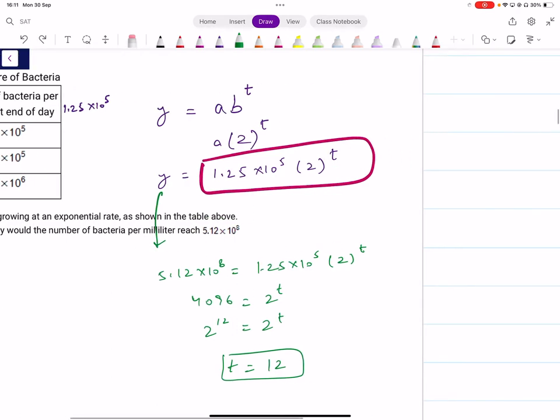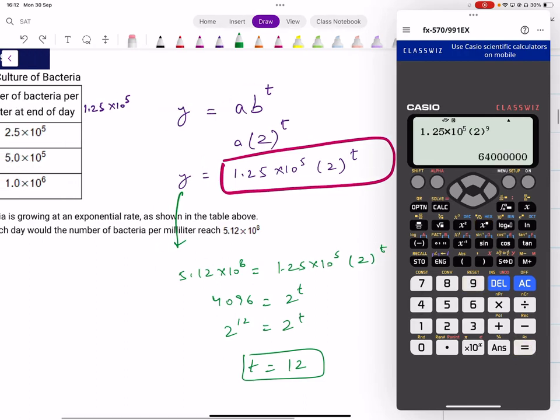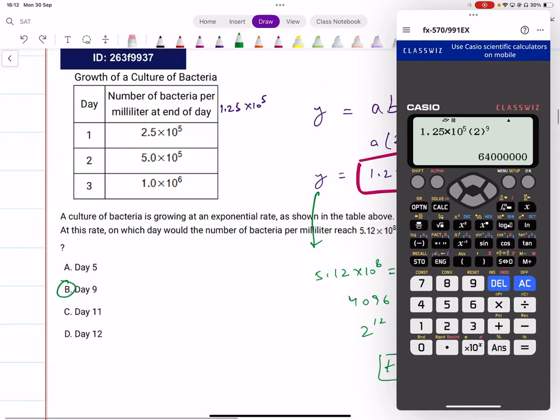Let's just try that. If we input 9 here, 1.25 into 10 raised to the power 5 into 2 raised to the power 9. This is 6.4 into 10 raised to the power 7. Okay? Is that the answer? It's not. You want a bigger number. So day 9 is not working. Day 5, therefore, is also not going to work.